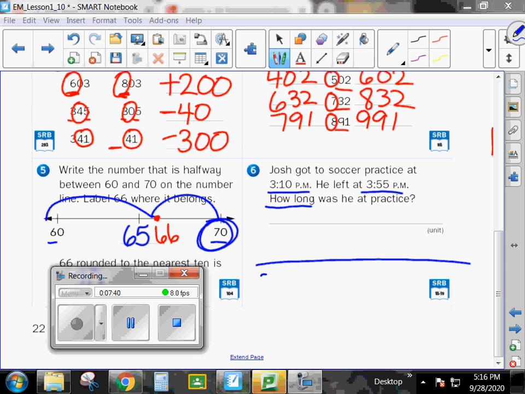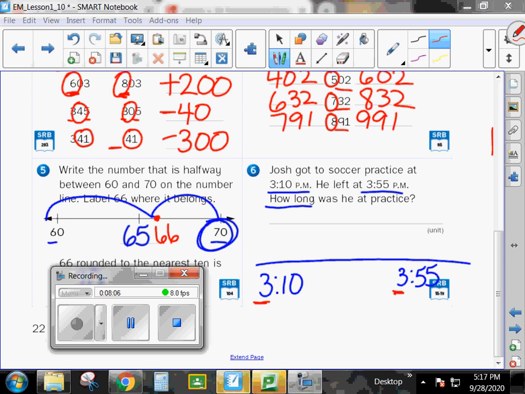He got to soccer practice at 3:10. That's when it started. And he left at 3:55. So that's when it ended, right? And it wants to know how long was he there? Guys, pay attention. Look here. Do you see how the 3 is the same? So I know that he wasn't there for hours, was he? He was only there for minutes. The hour is still in the 3 o'clock hour.